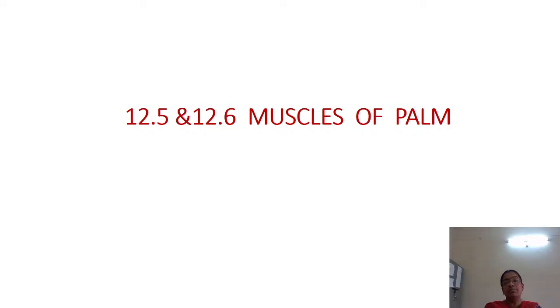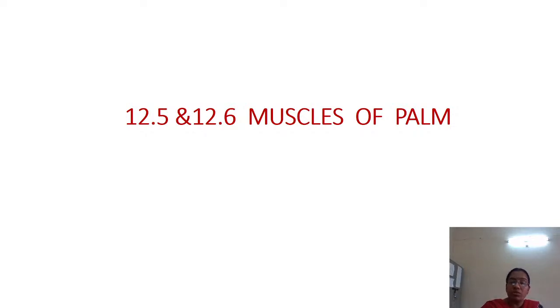So what are these muscles? The muscles of the palm are all called intrinsic muscles because they all take origin in the palm and also insert in the palm. So they are called the intrinsic muscles of the palm.